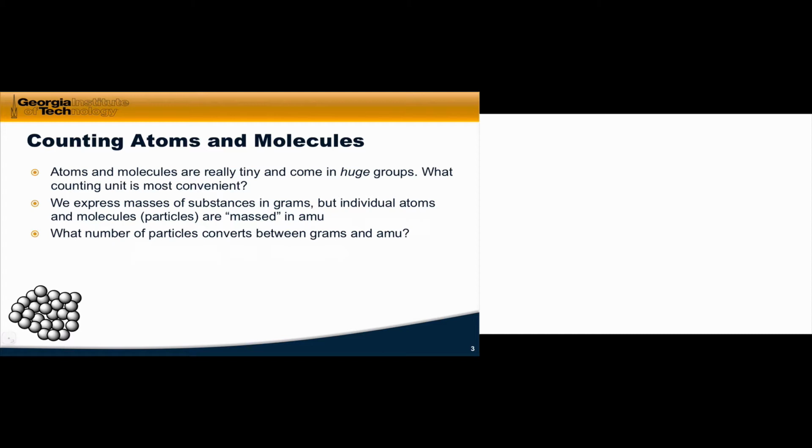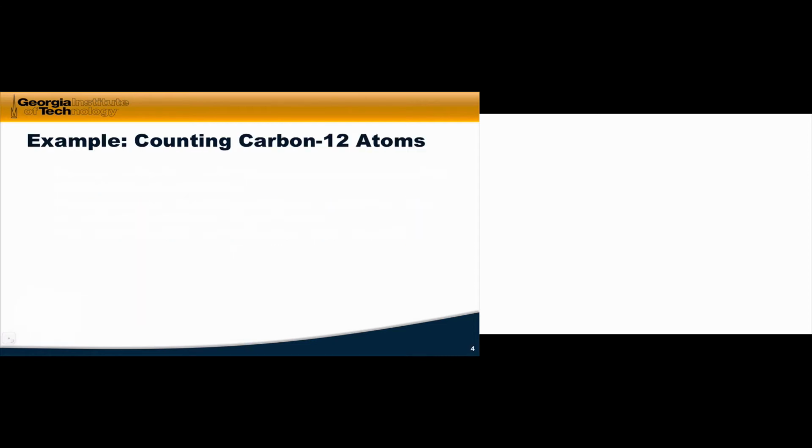This was, for example, what was so remarkable about Avogadro's achievement with Avogadro's law. He was able to count atoms and molecules to some degree, even though they come in massive groups. And we can ask the question, what counting unit for counting chunks of atoms and molecules is most convenient? Well, we express masses of substances in grams, but individual microscopic particles, atoms and molecules, are massed in atomic mass units. And so the most convenient counting unit to use would be one that would essentially convert between grams and atomic mass units. As an example that will get us to this number, let's consider counting carbon-12 atoms.